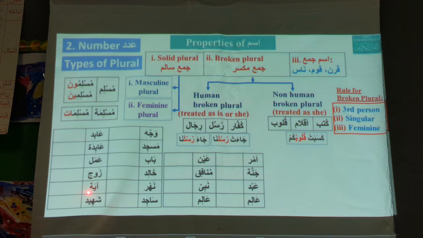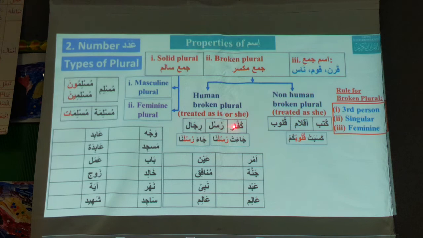Ayah, ayat. Now this is non-human. Aya is non-human, so it would be treated according to this rule. Shaheed, Muhammad Shaheed. Plural: shuhada. Is shuhada a broken plural or solid plural? Or ism jama? What kind of plural is it? Tell me now, make up your mind. Broken plural. It doesn't have una or ina at the end. If there is no una, ina, and atun, then it is a broken plural. And what kind of broken plural? Is it human or non-human?